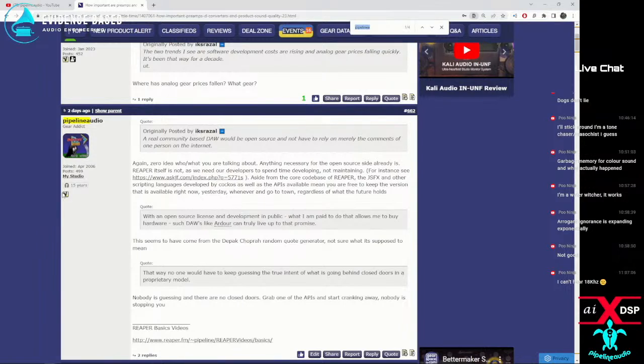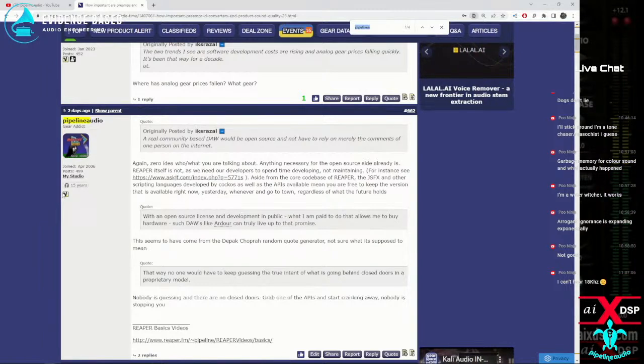So I said, this seems to have come from the Deepak Chopra random quote generator. Not sure what it's supposed to mean. It says that way no one would have to keep guessing the true intent of what's going on behind closed doors in a proprietary model. So I say nobody is guessing and there are no closed doors. Grab one of the APIs and start cranking away. Nobody is stopping you. Liar.